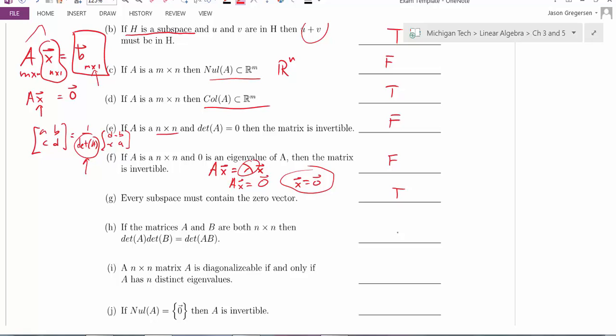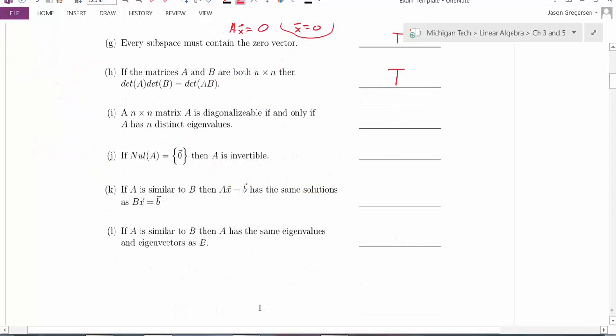H says if the matrices A and B are both square, then the determinant of A times the determinant of B is equal to the determinant of the product. This one is true. Part I says an n by n matrix A is diagonalizable if and only if A has n distinct eigenvalues. And this one is going to be false, because it is only true in one direction, whereas if and only if implies it's true in both directions.